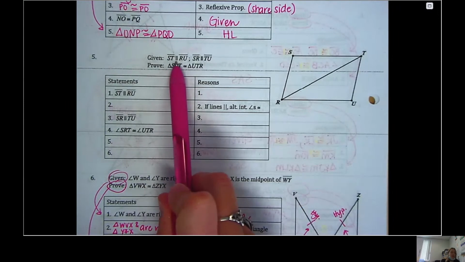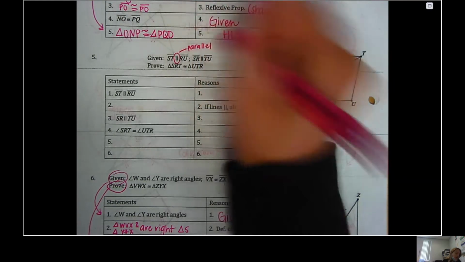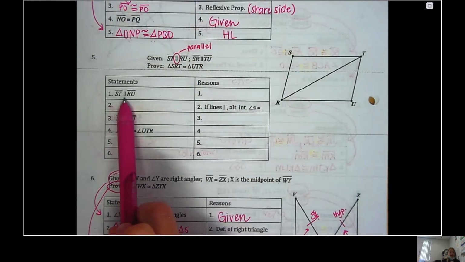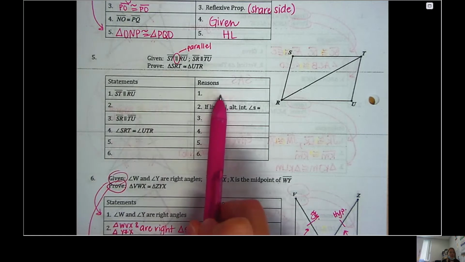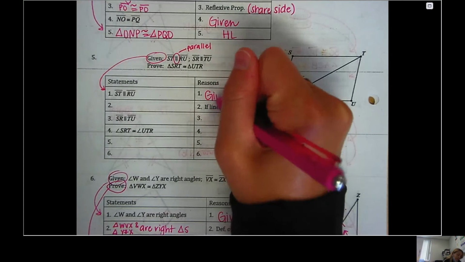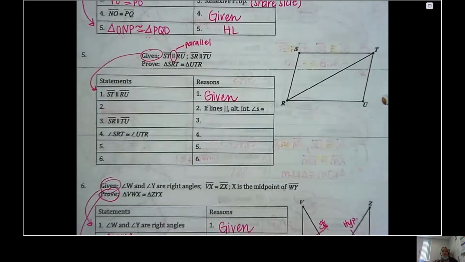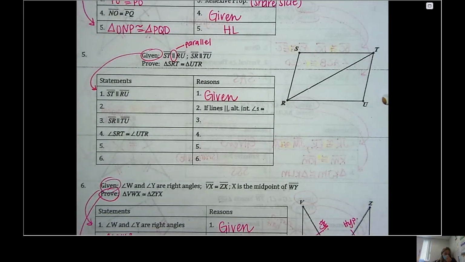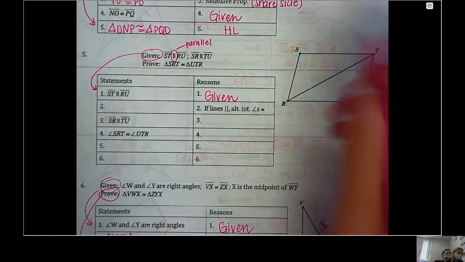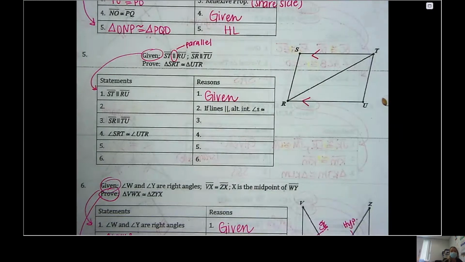First statement right here. What do these two symbols mean? Parallel. Very good. These mean parallel. Okay, so my first statement is ST is parallel to RU. What is my reason? Given. Now, I'm going to mark that in my picture. Does anybody remember how to mark two lines as parallel in a picture? Not quite. It's an arrow, yeah. So ST, RU, I'm going to put an arrow on them to show that they're parallel.